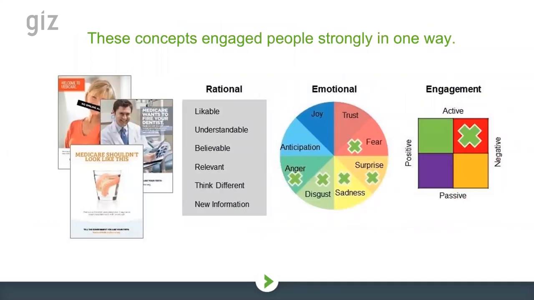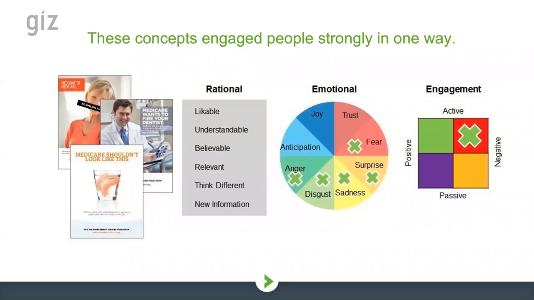These are some concepts that we did aimed at seniors in the United States to get them to think about Medicare, which is the program that provides health insurance for Americans over 65. Part of that doesn't include dental. So your teeth are not covered. One part of your body is not covered. And this is trying to convince people that it should be, to be politically active. And so here are some concepts. This one says Medicare should look like this, with a teeth in a glass.